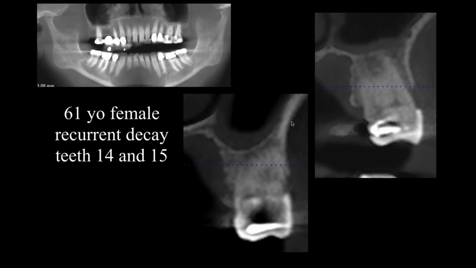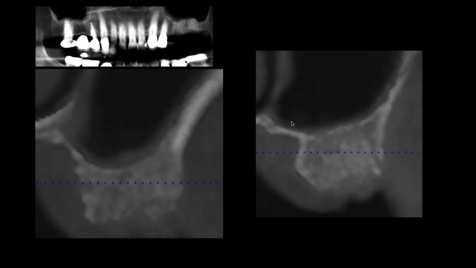Another patient is a woman of 61. She has recurrent decay on the maxillary left first and second molars. So I take them out, and I graft the sockets. They're large teeth, large sockets, so I graft them. And now we come back, and we have sufficient bone to put implants in. But again, where am I going to put the implants?